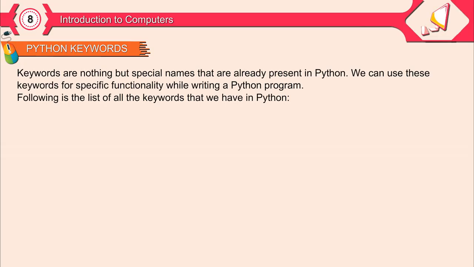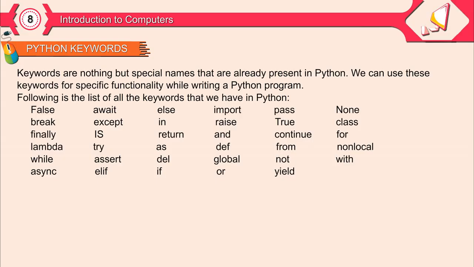Following is the list of all the keywords that we have in Python: False, break, finally, lambda, while, async, await, except, is, try, assert, elif, else, in, return, as, del, if, import, raise, and, def, global, or, pass, True, continue, from, not, yield, None, class, for, nonlocal, with.